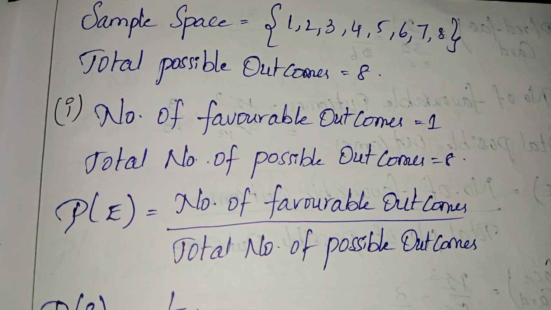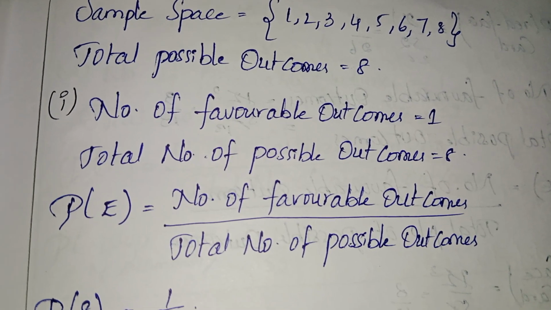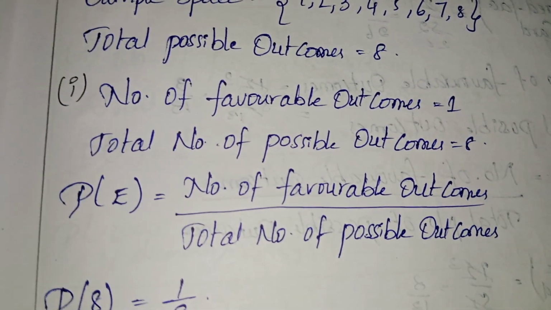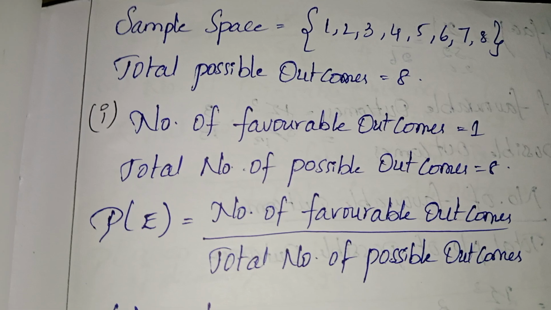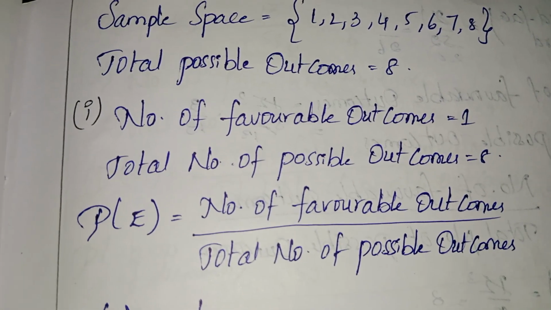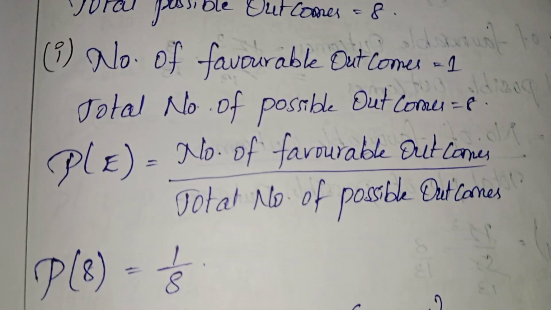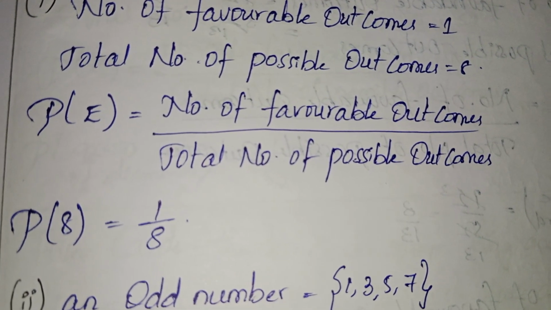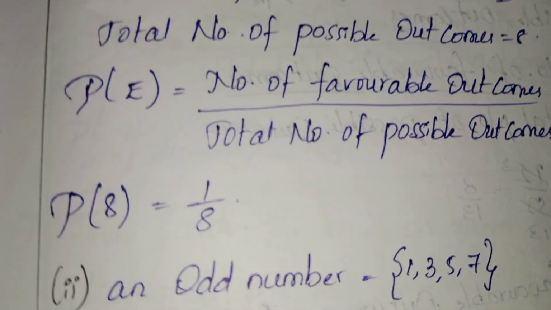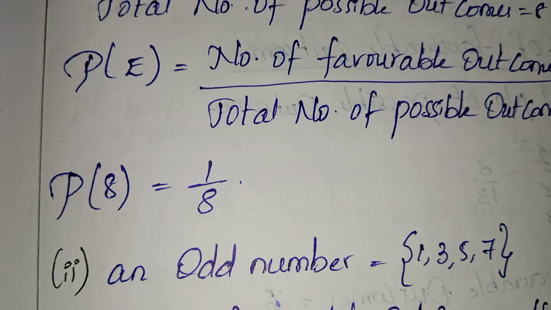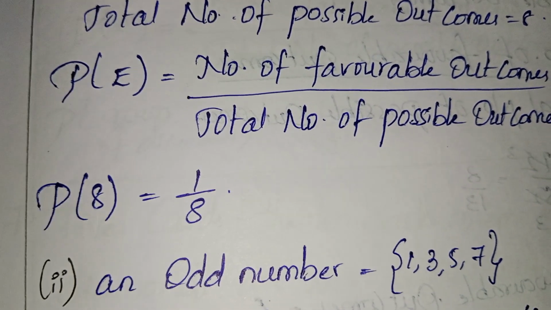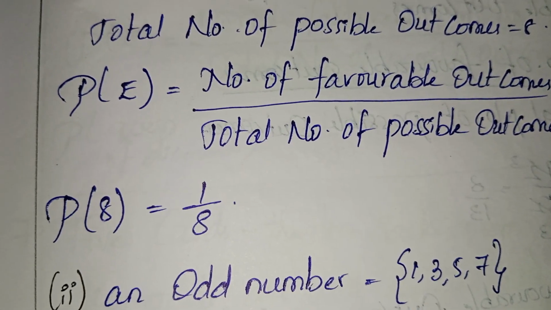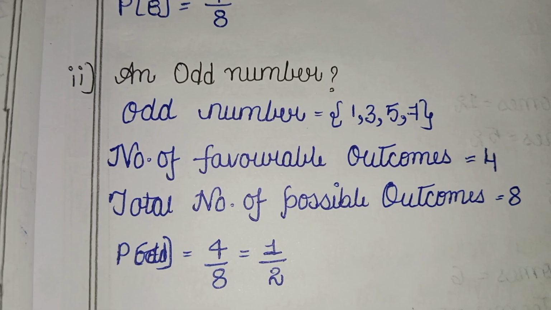Question number 1 is at 8, points at 8. How many favorable outcomes are there? It points at 8 means only one favorable. Total outcomes is equal to 8. So P of E is equal to number of favorable outcomes by total number of possible outcomes. So P of 8 is equal to 1 by 8. Similarly, P of 7 is 1 by 8. P of 2 is equal to 1 by 8.